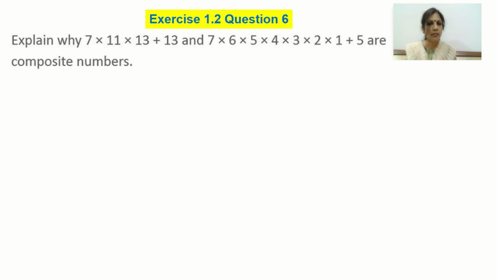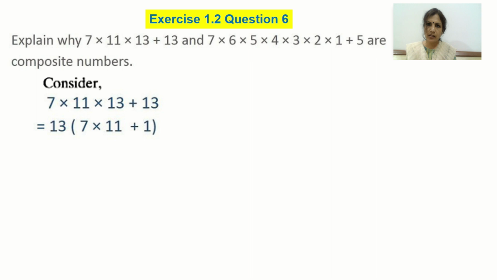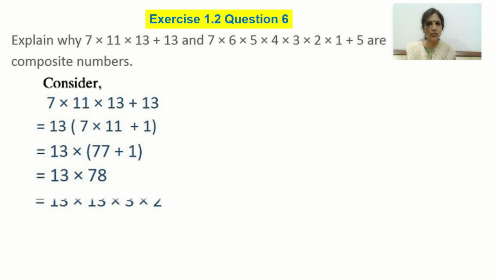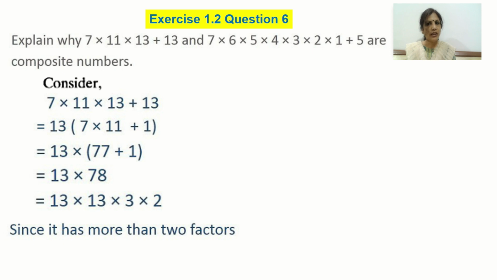So let's first consider the number given to us: 7 into 11 into 13 plus 13. From this number we can take 13 common. If you take 13 common, in the bracket we will have 7 into 11 plus 1. Let's simplify this. We get 13 into, 7 into 11 is 77, plus 1. 77 plus 1 is 78. So 13 into 78. We can factorize 78 as 13 into 3 into 2. From this, it is clearly seen that the number has more than 2 factors. And when a number has more than 2 factors, we call it a composite number. So the first number is a composite number.